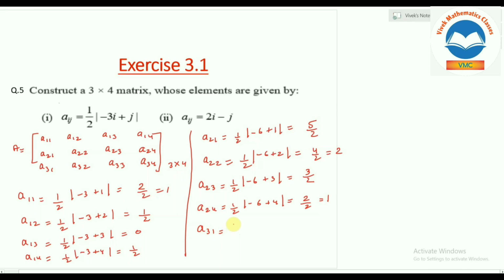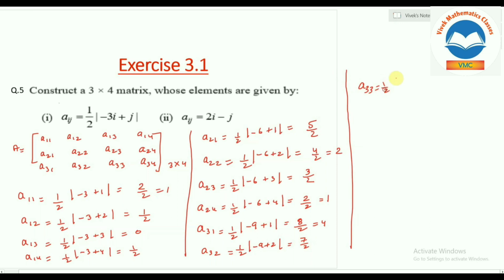Now we will get A31. A31 means what? The i value will be 3 and j will be 1. So 1 by 2 modulus, 3 into 3 will be minus 9. Minus 9 plus 1. So minus 9 plus 1 will be minus 8. The modulus will be 8 divided by 2. This will be 4. Next will be A32. So A32 will be 1 by 2 modulus of minus 9 plus 2. So this will be 7 by 2. Next, A33. So this will be 1 by 2 modulus of minus 9 plus 3. So this will be 6 by 2, which means 3.